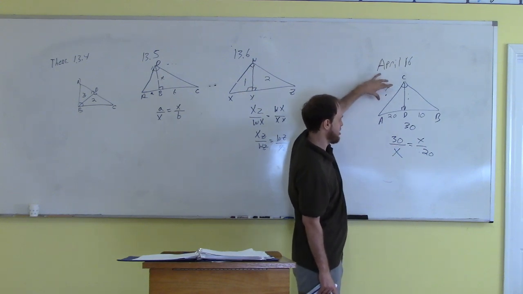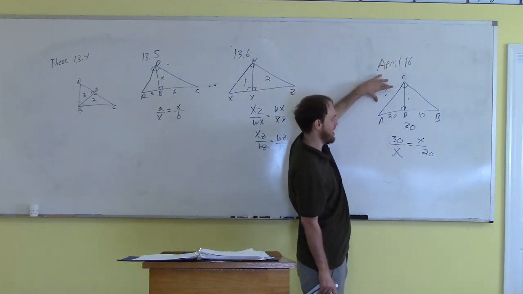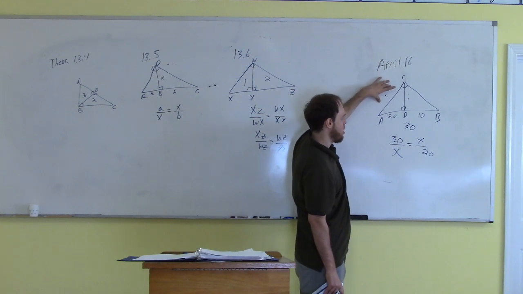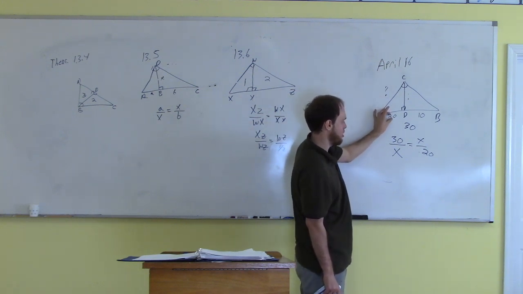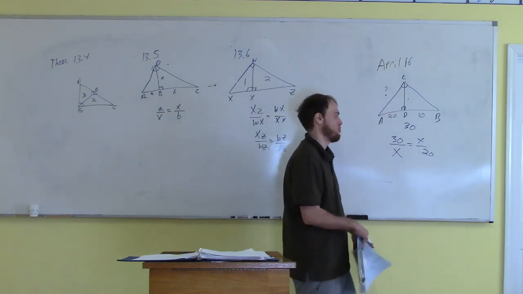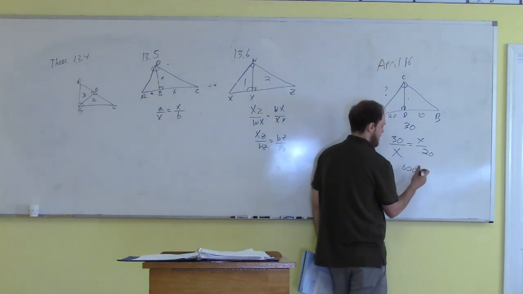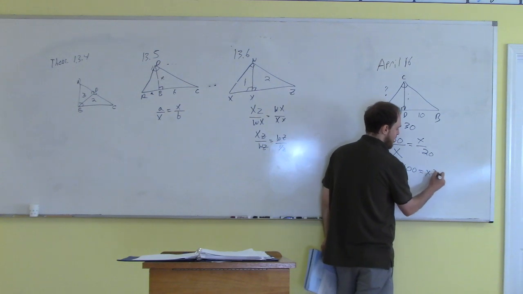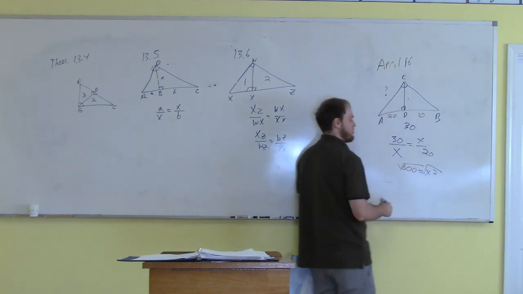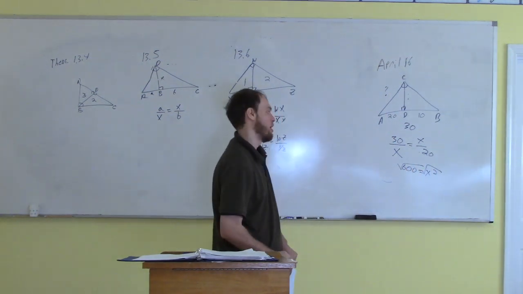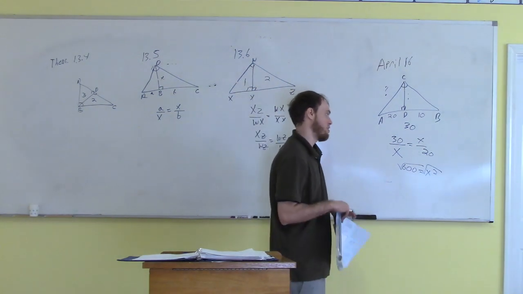So the X, now you're looking at this X here, it's the X of the leg of the big triangle over the leg of the smaller triangle, which was 20. And then you just cross multiply. So you do 30 times 20, which is 600, and then 600 equals X squared. So then square root both sides, and you get your answer from there. And so that's pretty much the process.